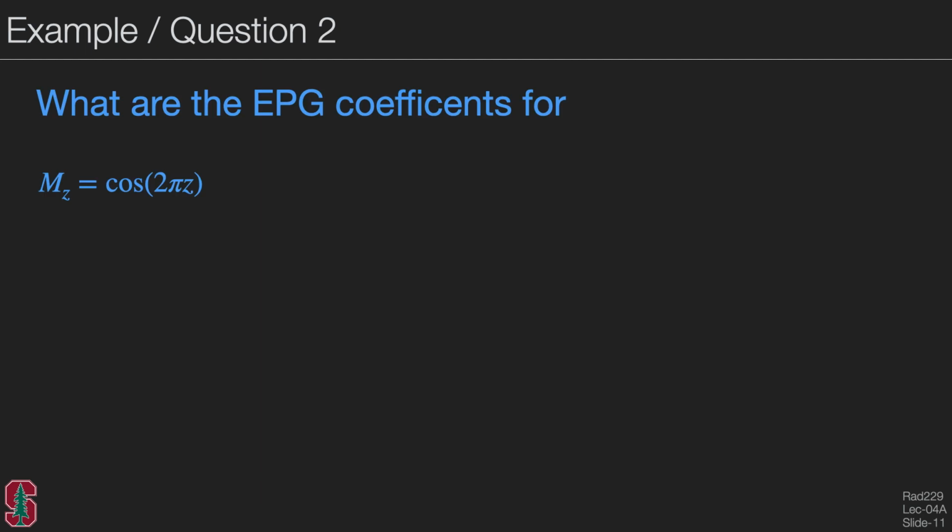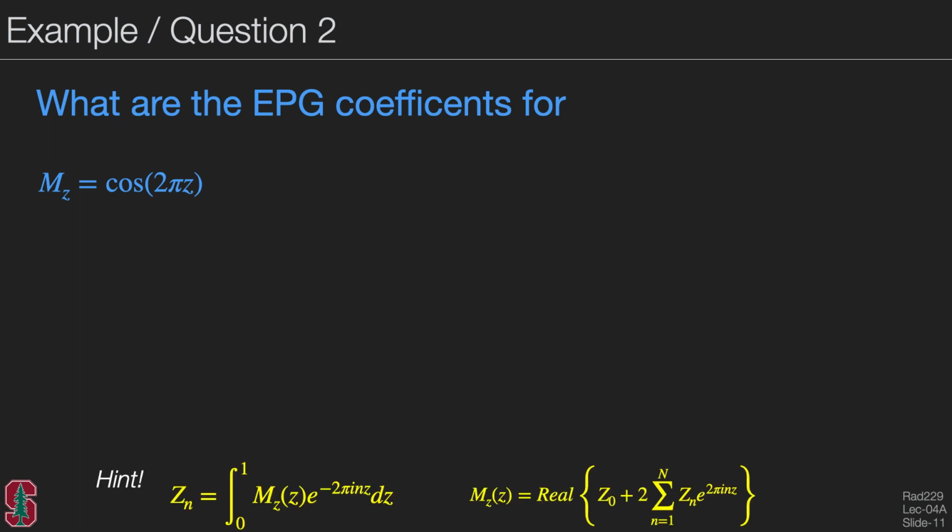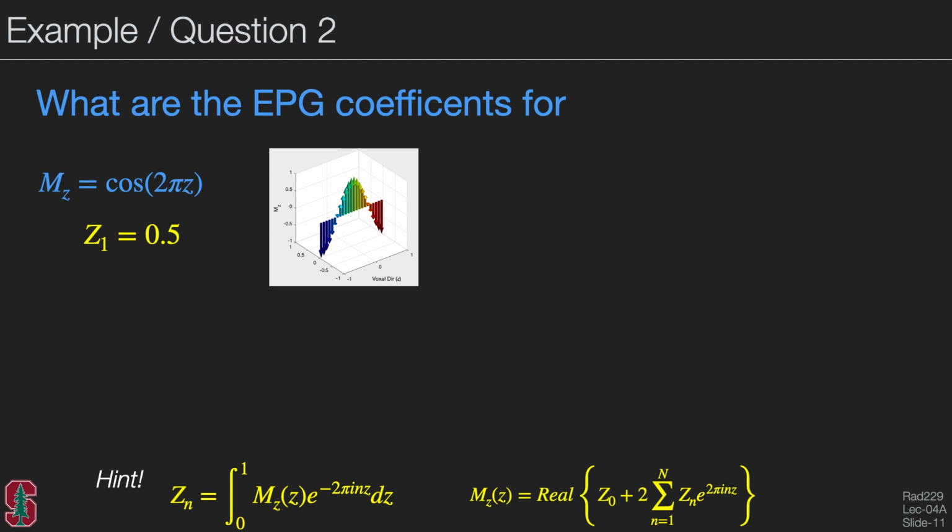Now we're looking at the longitudinal magnetization and asking what are the EPG coefficients for mz equals cosine of 2 pi z. Again, the hint shows the forward and the backward transformations. So the answer here is z1 is equal to 0.5, and this can be seen from the definition at right. Remember, it's a one-sided representation, so we double this coefficient when we convert it, and we take the real part, which leads to the cosine.